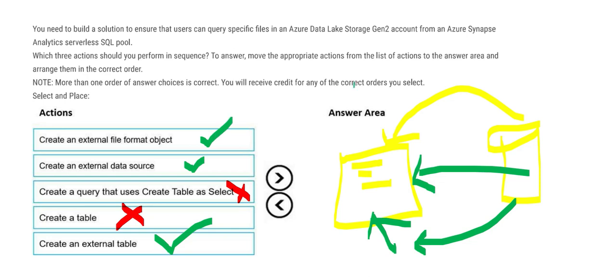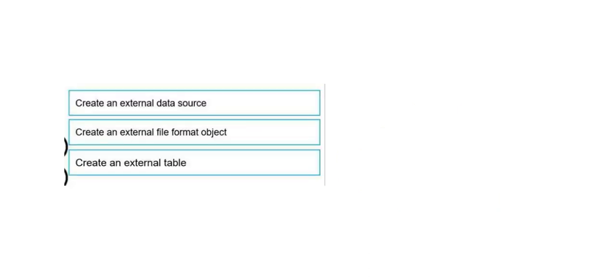But the question says arrange them in an order. These three options are right, but which one should go first, which one second, which one third? First you create the data source. First, say you want to talk to a girl. First you should know what is her number. You create that data source. Who's the girl you want the number of? You don't want the numbers of 10 girls. Only the one girl you like.